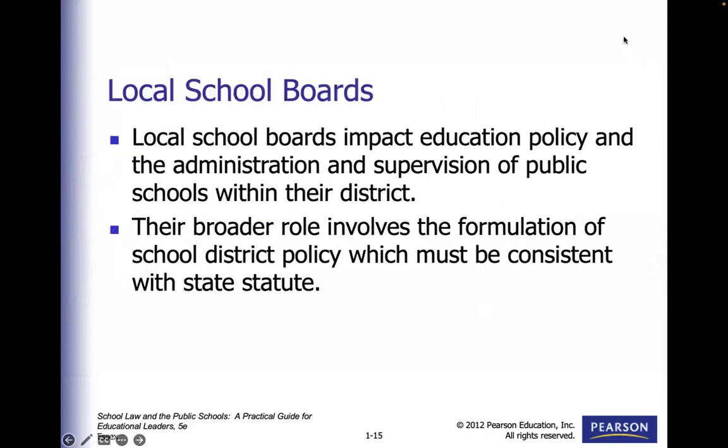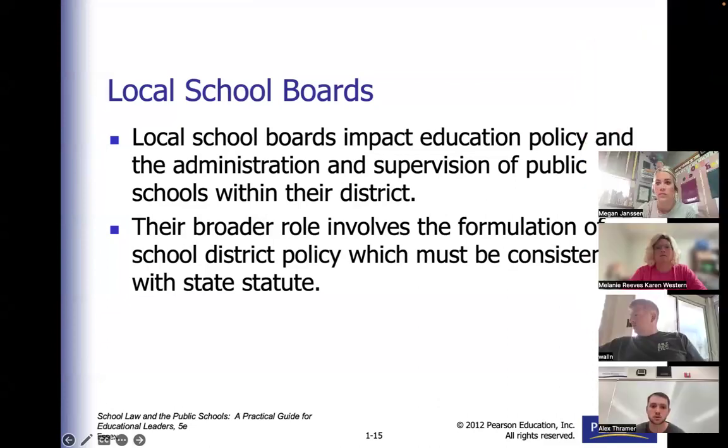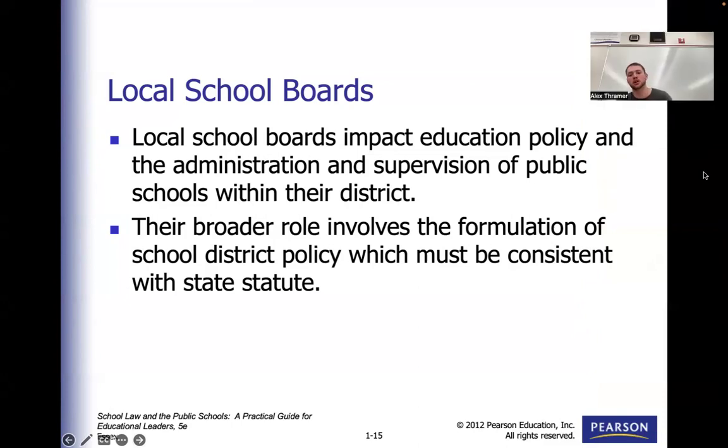Now moving to the local school boards. Local school boards impact education policy and the administration and supervision of public schools within their district. Their broader role involves the formulation of school district policy, which must be consistent with the state statute.